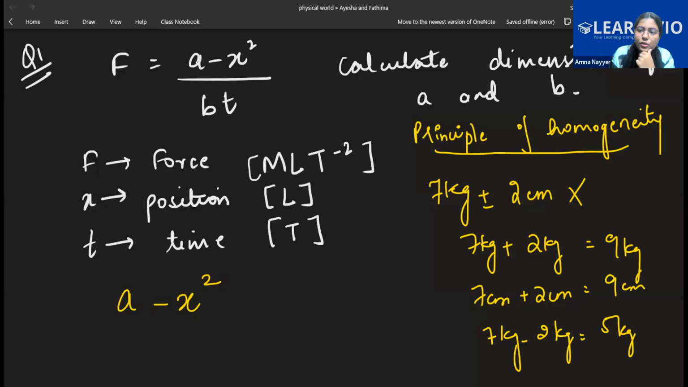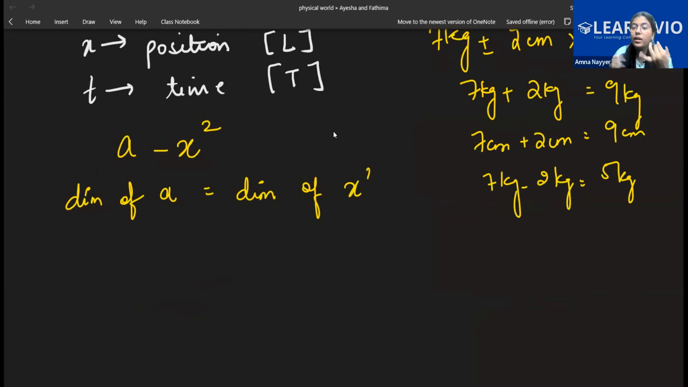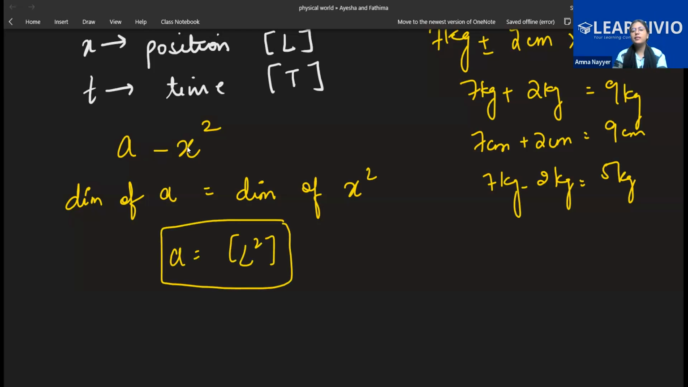So this can conclude the fact that the dimensions of A are exactly the same as the dimensions of x square. Then only we are able to subtract them. So x is a length, x square will be L square. So the dimensions of A will be L square. That's why it was getting subtracted with this L square.